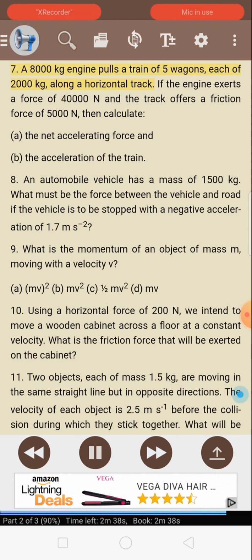A 8,000 kilogram engine pulls a train of 5 wagons, each of 2,000 kilograms, along a horizontal track. If the engine exerts a force of 40,000 N and the track offers a friction force of 5,000 N, then calculate (a) the net accelerating force and (b) the acceleration of the train.